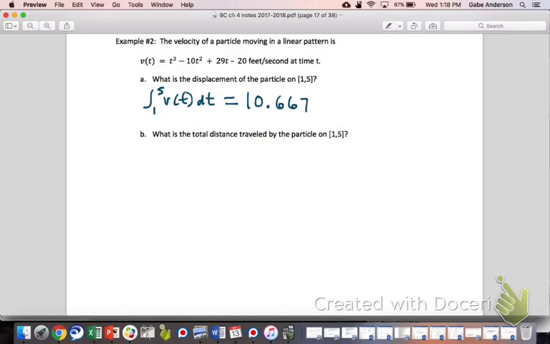10 2/3, so 10.6 repeating, I guess. Okay, do you guys agree with that? What kind of units would go with that? Feet. Okay, that makes sense, right? Based on the feet per second there.